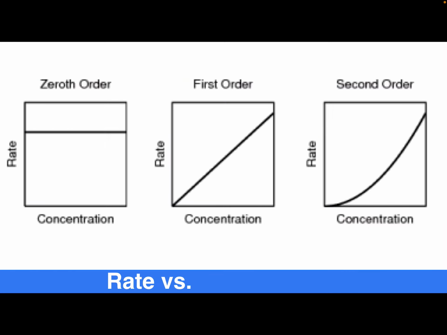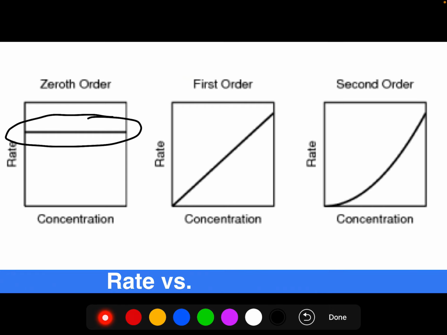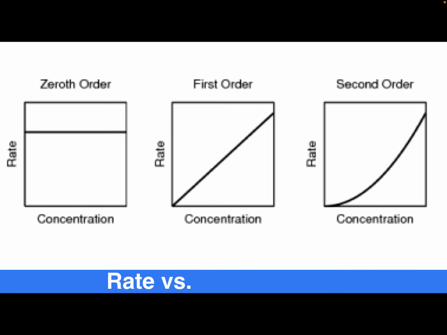This right here, these are graphs of rate versus concentration depending on the order. So zero order reactions, the rate doesn't change. With first order, as you increase the concentration, the rate also increases, but it's a 1-to-1 ratio. With second order, if you double the concentration, then you quadruple the rate.